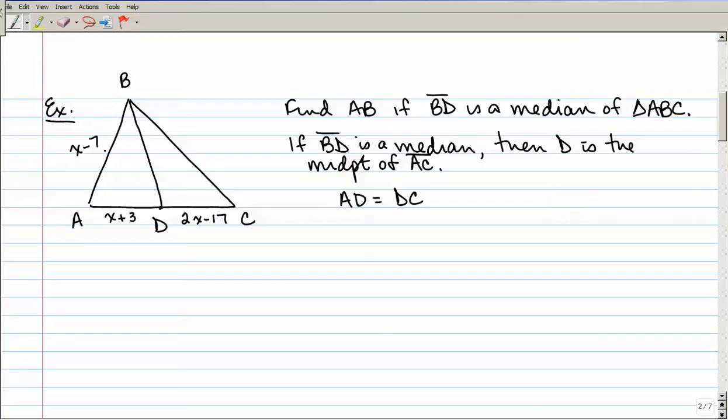So let's plug in the algebraic expressions we have there to find x. Even though that has nothing to do with AB, we first need to find x. So x plus 3 equals 2x minus 17, and solving for x, x equals 20. And then we know from the diagram that AB is equal to x minus 7, or 20 minus 7, so the length of segment AB is 13 units.